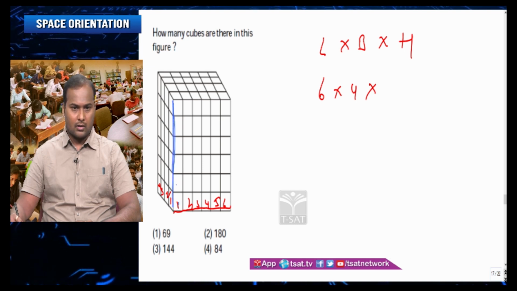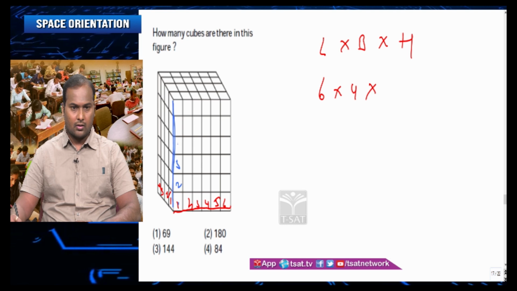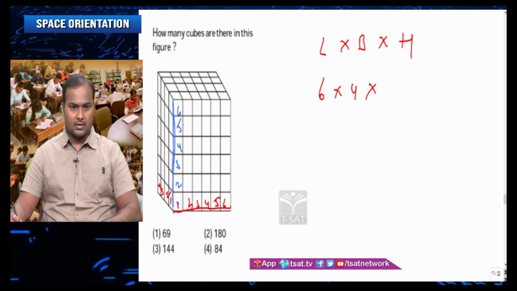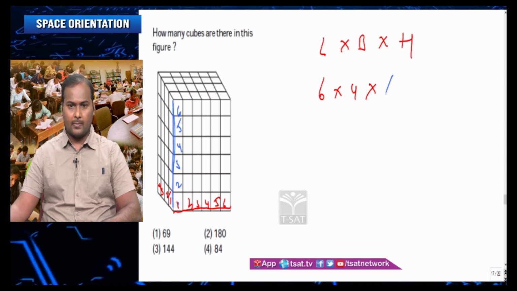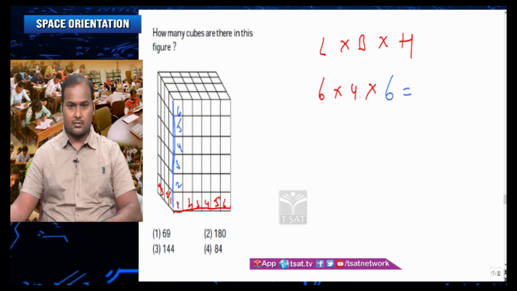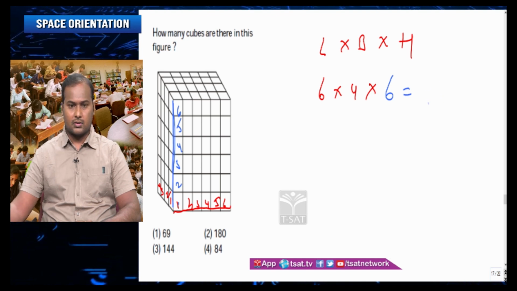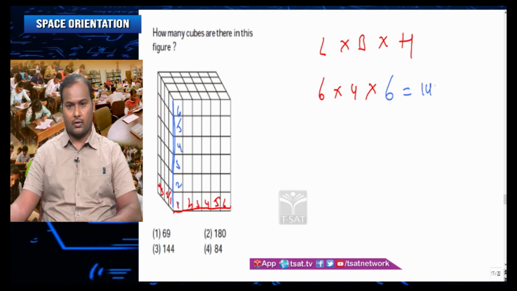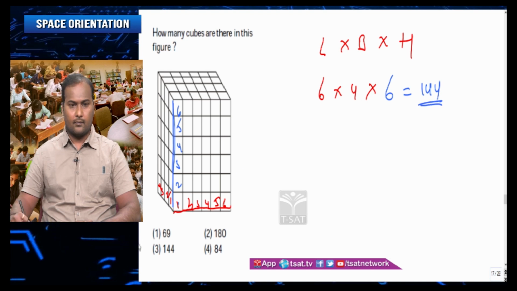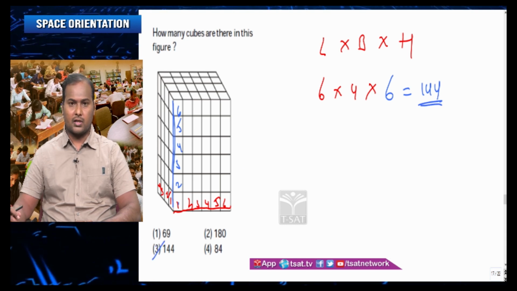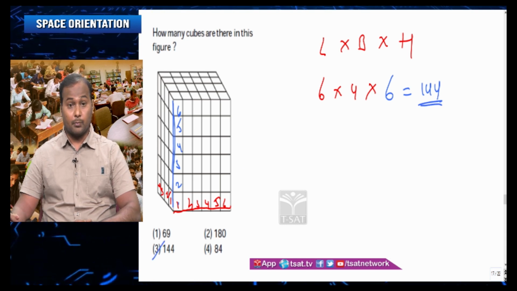So here also 1, 2, 3, 4, 5, 6. So again you multiply by 6. So 6 into 4 into 6. So your answer is 144. Total 144 small cubes are present in this particular big cube.